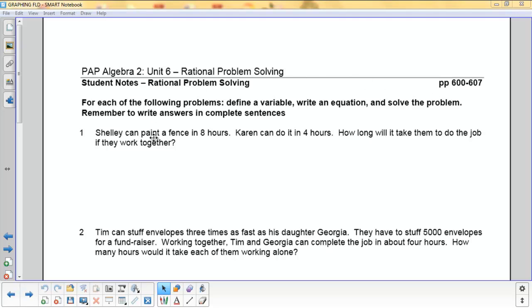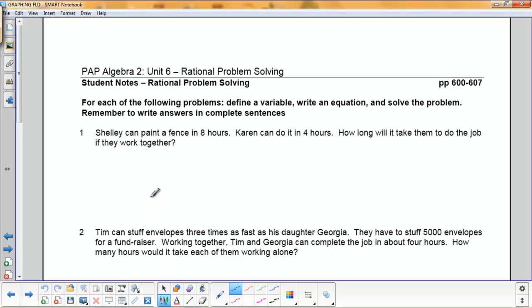Okay, we're going to move into some word problems and some real-life examples here. We can use rational problem solving in a lot of different ways to help us solve real-life problems, and we're going to take a look at a few examples here. The first one is how we compare people working on a single job separately or people working together. So notice that Shelley can paint in 8 hours and Karen can do it in 4. We'd like to know how long it will take them to do the job if they work together.